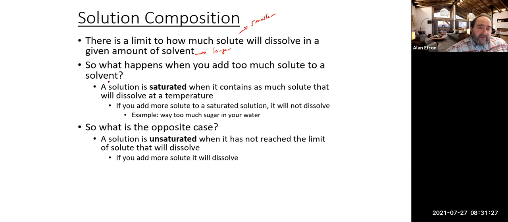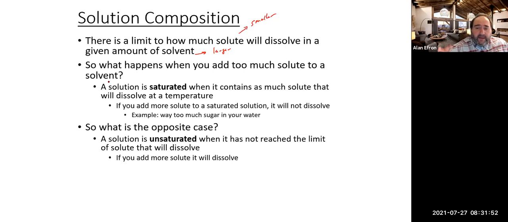So we haven't hit the saturation point, which means that if we dissolve, say, a little bit of sugar in water, it will dissolve. And we could continue to dissolve sugar in water until we hit basically the saturation point, or a saturated solution. And at that point, no more will dissolve. So for example, you could take some sugar packets and a cup of water, and you get them to dissolve, and it will dissolve.